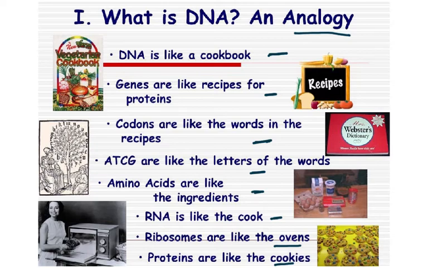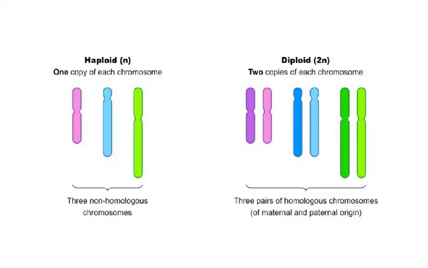Gene, genetic code, genome, what is all this about? Now coming to chromosome numbers, there are two words that we use very frequently. One is say diploid and the other is haploid.